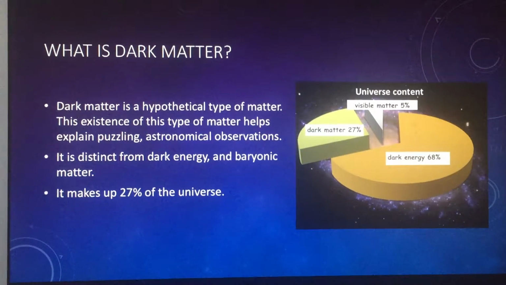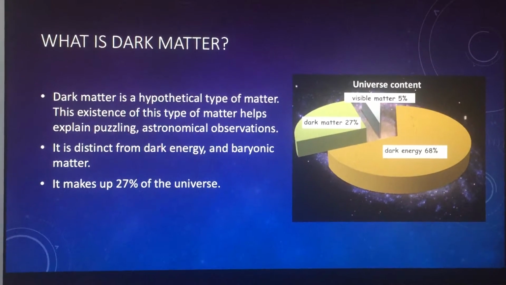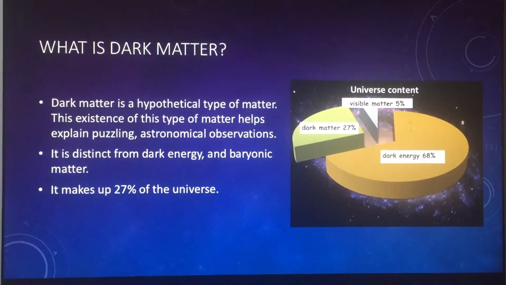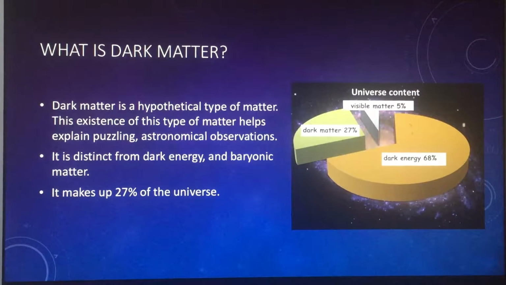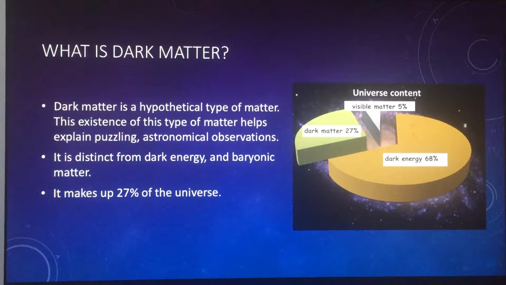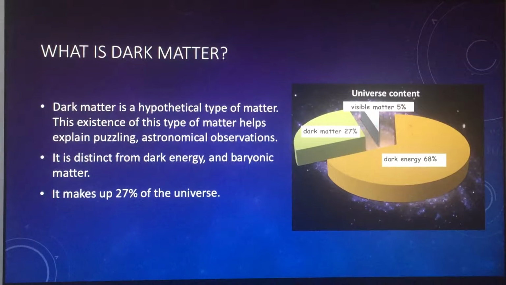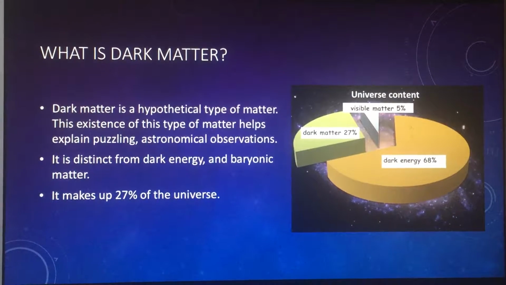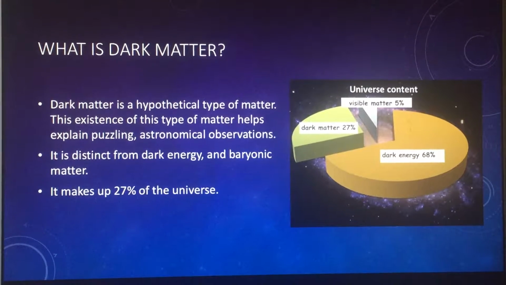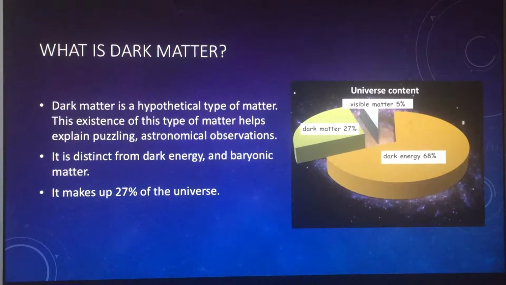What is dark matter? Dark matter is a hypothetical type of matter. The existence of this type of matter helps explain puzzling astronomical observations. It is distinct from dark energy and baryonic matter. It makes up 27% of the universe.